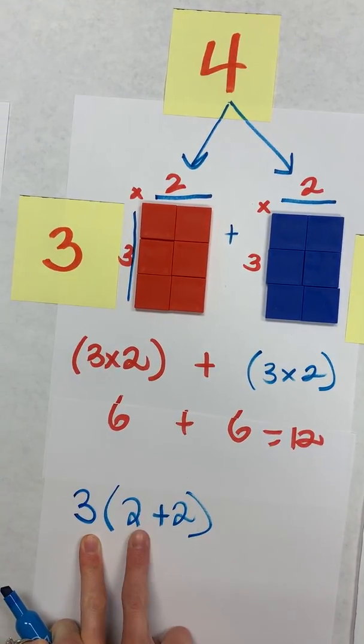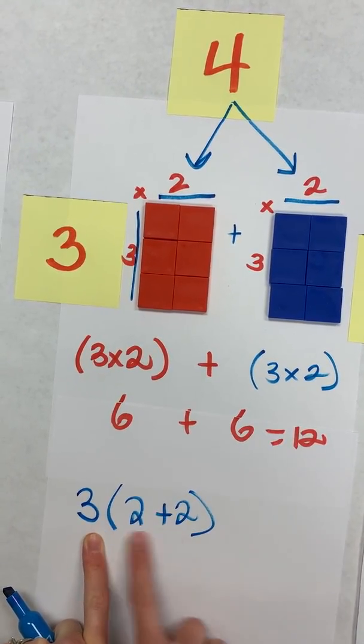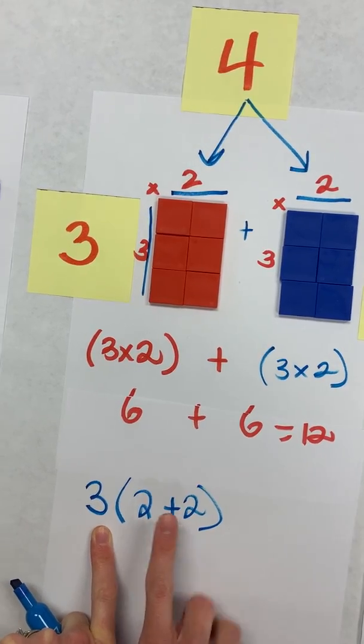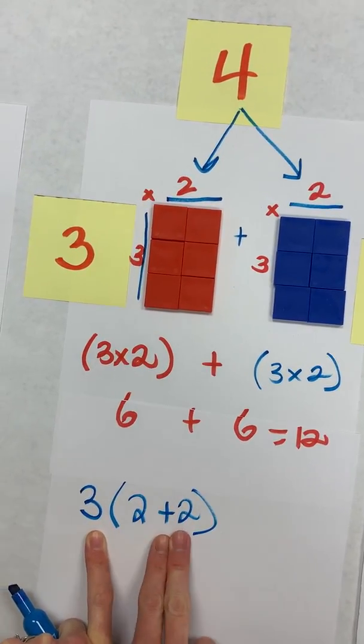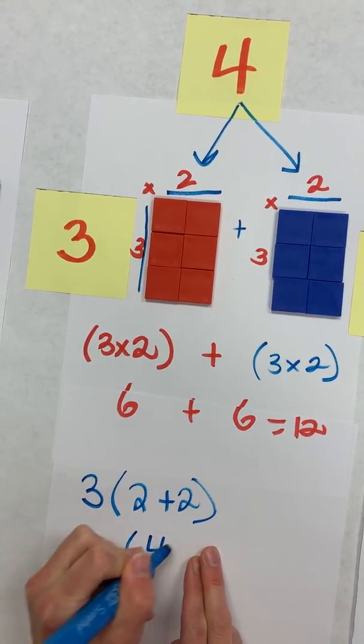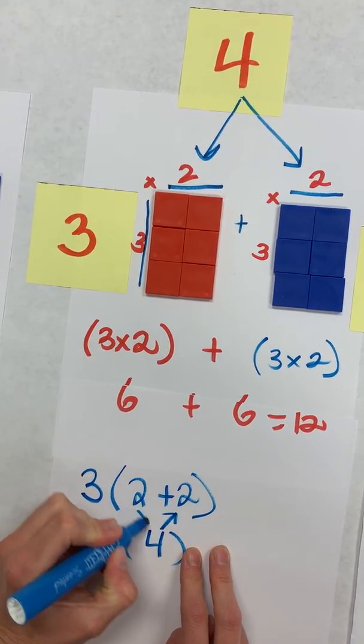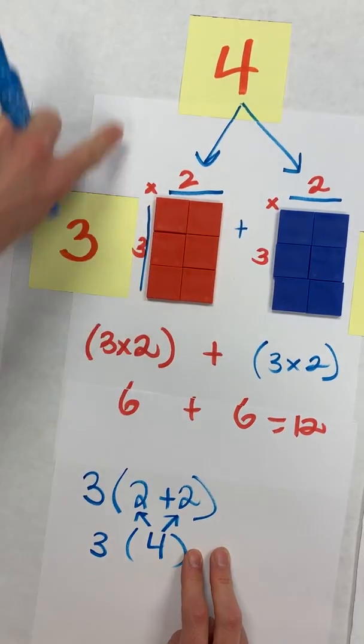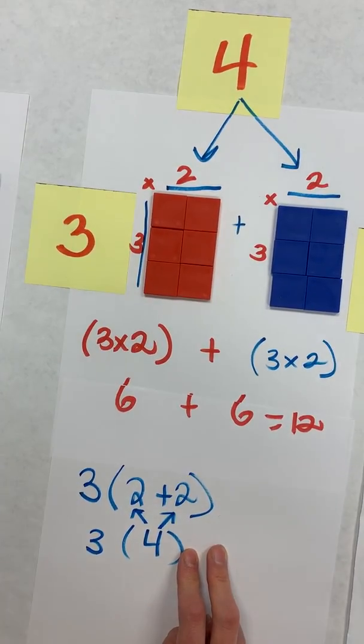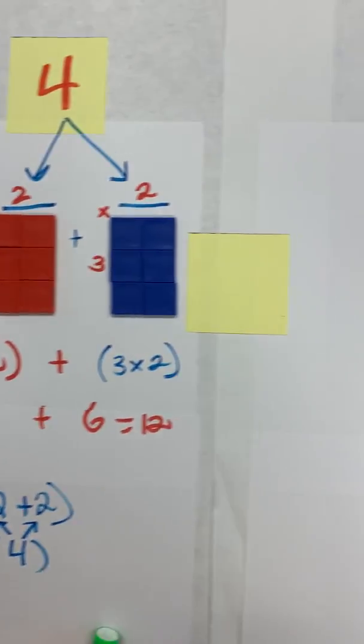3 and then 2 plus 2. That's where we're getting this idea from, because 2 plus 2 is still 4, and 4 times 3 is still 12, but I'm breaking it apart just as I've done here. Let's look at another example and apply that same concept.